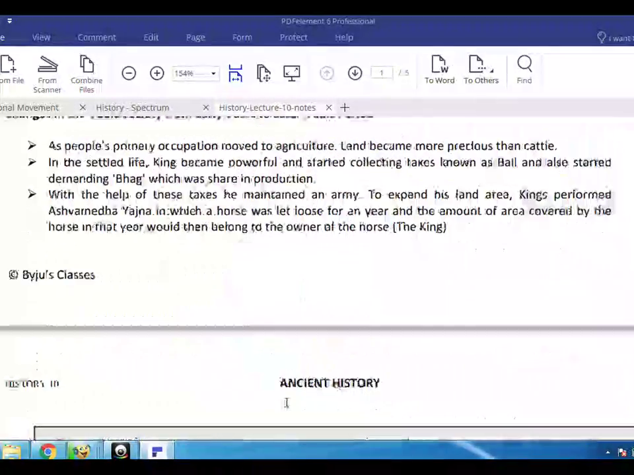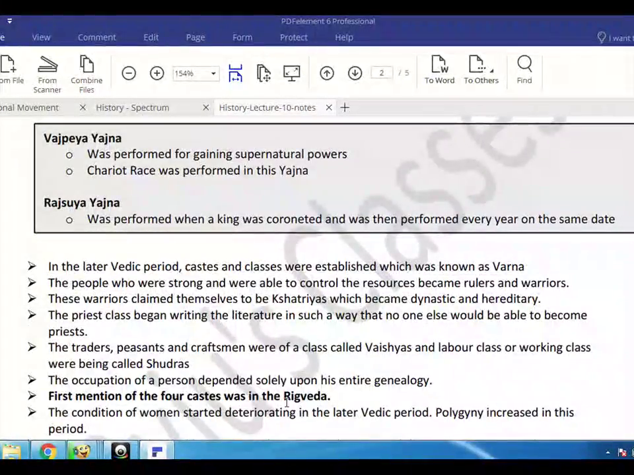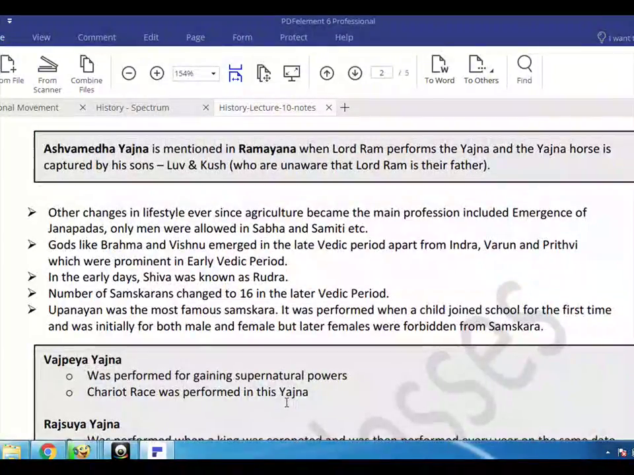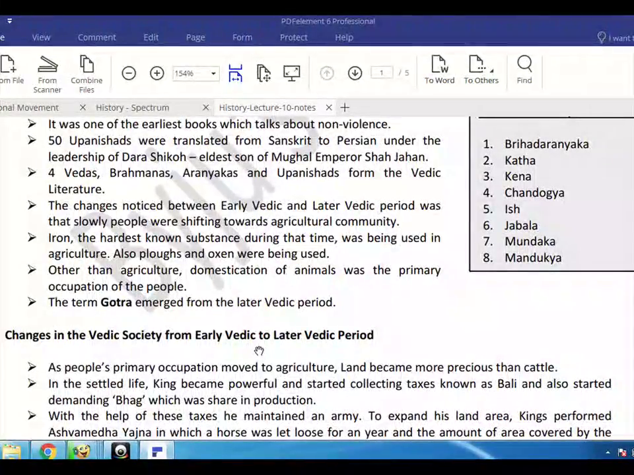Some famous Upanishads are 1. Brihadaranyaka 2. Katha 3. Kena 4. Chandogya 5. Isha 6. Prashna 7. Mundaka 8. Mandukya.